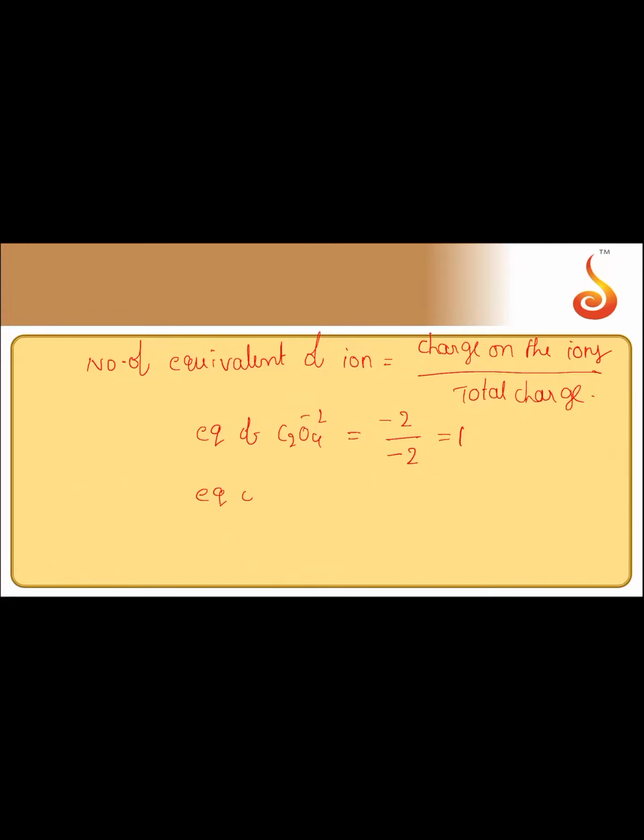Similarly, the equivalent of Na+ is equal to the charge on the sodium, +1, divided by the total charge on the cation, +2. So here it is 1 by 2 equivalent. Similarly, the equivalent of K+ is +1, the charge on the ion, divided by the total charge on the cation, +2. So here it is also 1 by 2 equivalent.